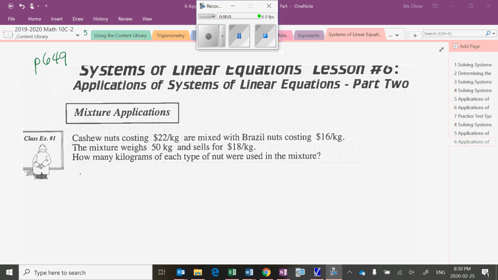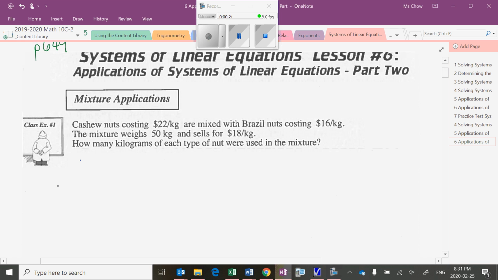Okay, let's take a look at some more applications of systems of linear equations. So we're looking at mixture applications for our first two types of problems, and then we'll move on to distance problems. So we're on page 649 in your workbook.